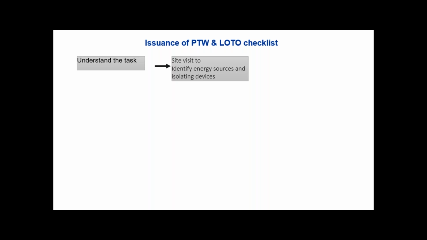Then site visit to identify energy sources and isolating devices. So you have to visit that site where we have to apply these LOTO systems. You have to identify the energy sources and you have to isolate the devices. Then notify all affected employees.